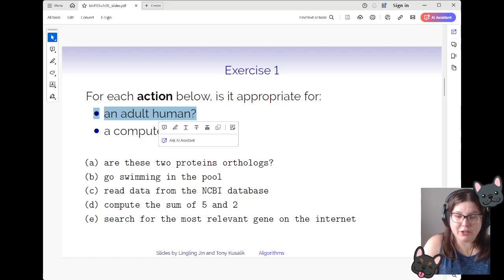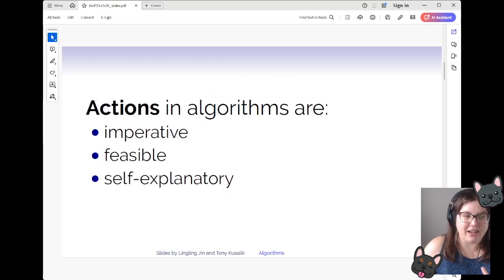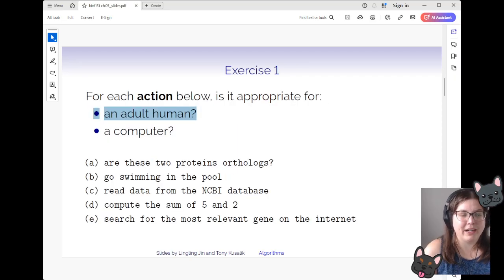That's telling us to do something. It is generally feasible. Most of us can go swimming in a pool. I guess there's probably a caveat there that some people may not know how to swim, so we might have to evaluate who the intended audience is for that one. And then it's also specific enough. So that last one's self-explanatory. Go swimming in a pool. There's enough details for us to actually execute that.